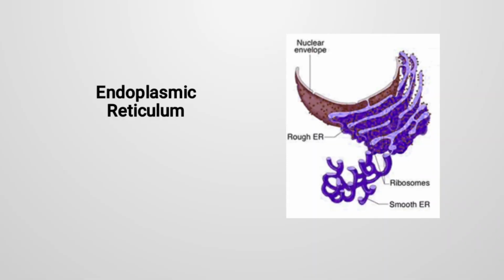The endoplasmic reticulum structure is given in front of you, where you can see the ribosomes present on the endoplasmic reticulum, giving it a rough surface. So it looks rough, and that's why it is the rough endoplasmic reticulum. Vice versa, there isn't any presence of ribosomes on the smooth endoplasmic reticulum, so the surface looks smooth.